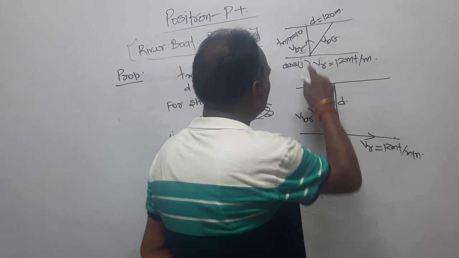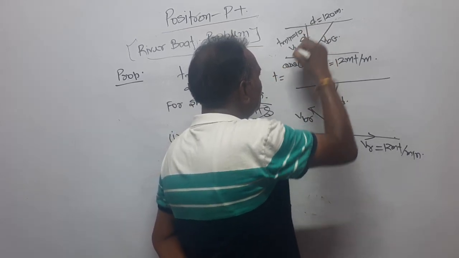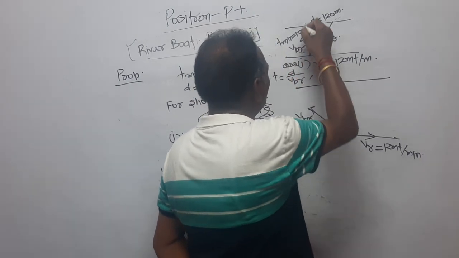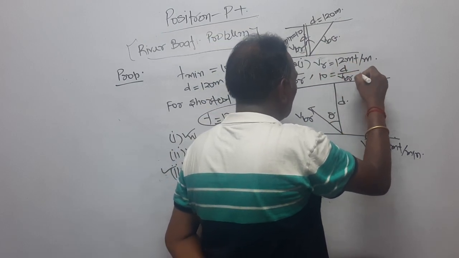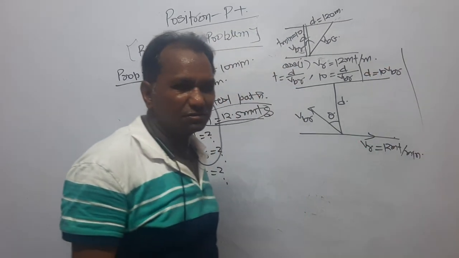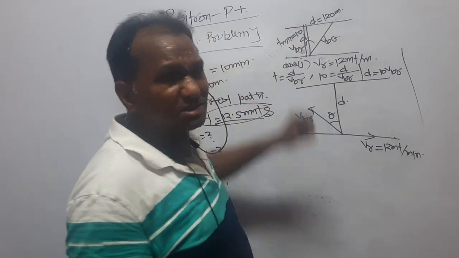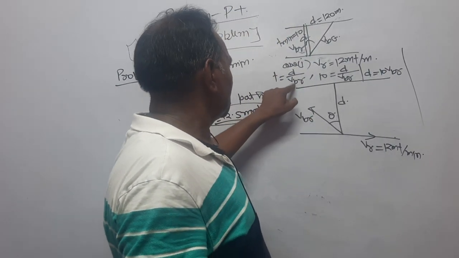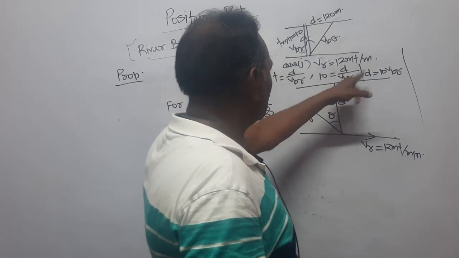Is anything more you can find here? Yes, you can. Look here, the time taken in crossing the river, T is equal to D upon VBR. And T is 10 minutes, so D is equal to 10 VBR. Later on we will use that. Dear student, look here. Time is equal to distance upon the perpendicular component of velocity. T is 10, so 10 is equal to D upon VBR, or D is equal to 10 VBR.